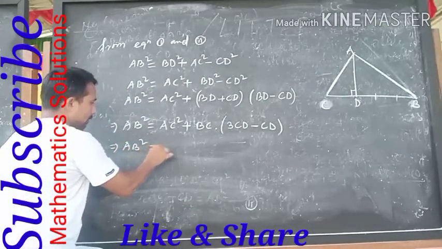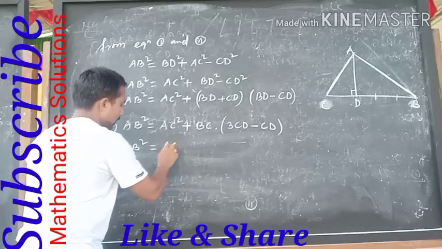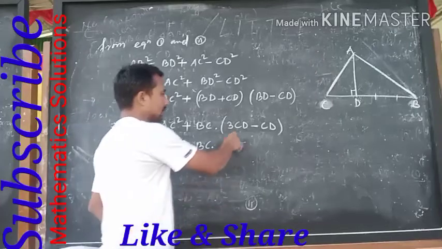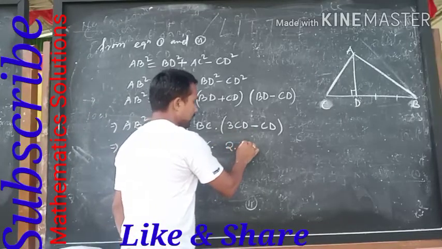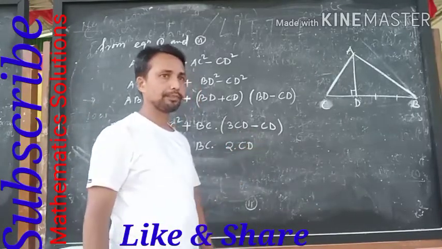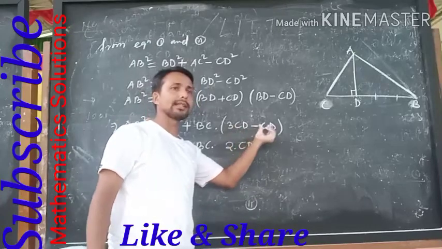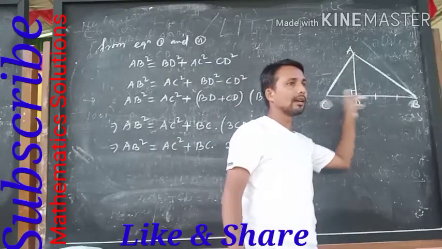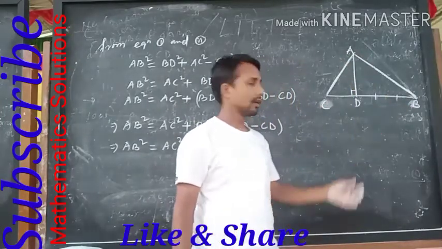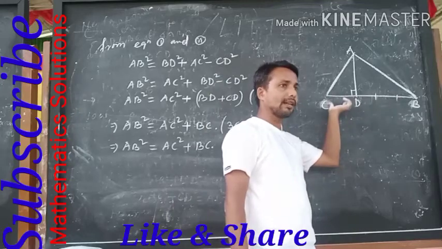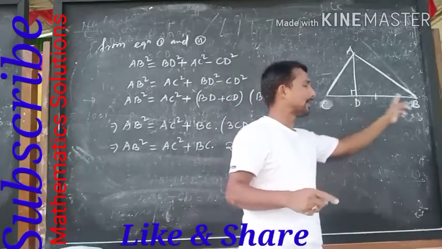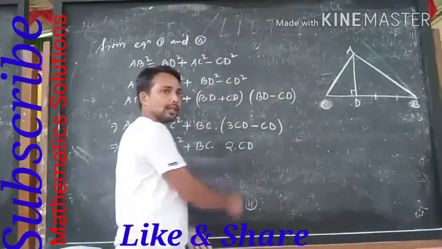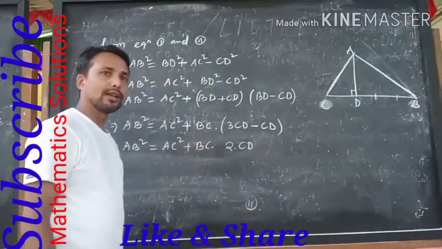AB square equals AC square plus BC into twice CD. Twice CD, as 3CD minus CD equals twice CD. How many CDs is BC equal to? 4 CDs, here 3 CD and this side 1 CD. That means total BC is 4 CD. But we have only 2 CD, so let us multiply all the terms by 2.